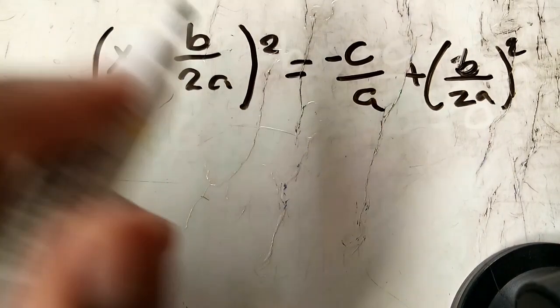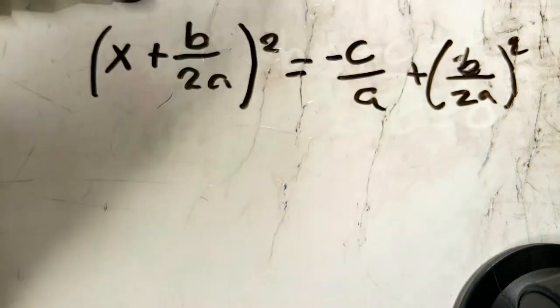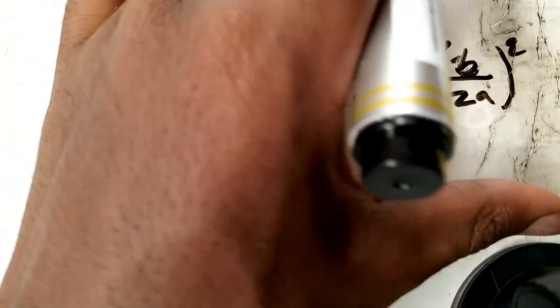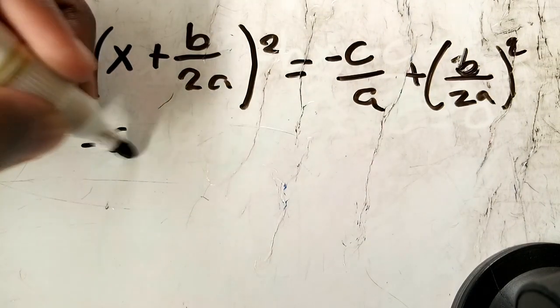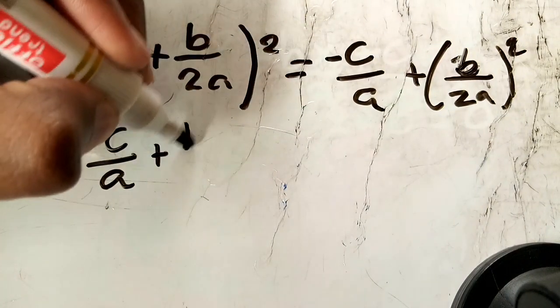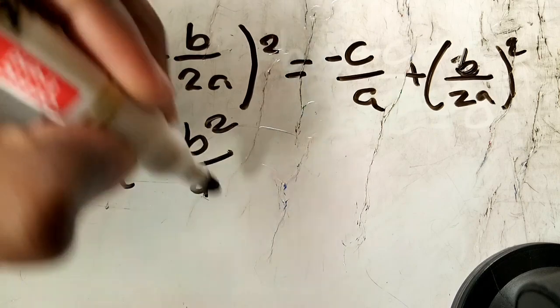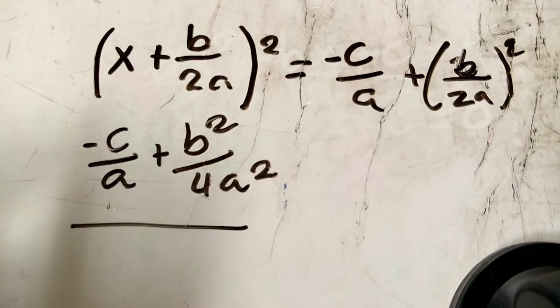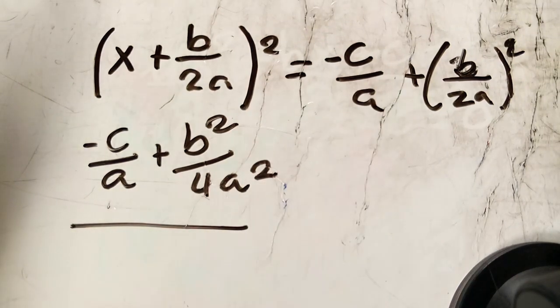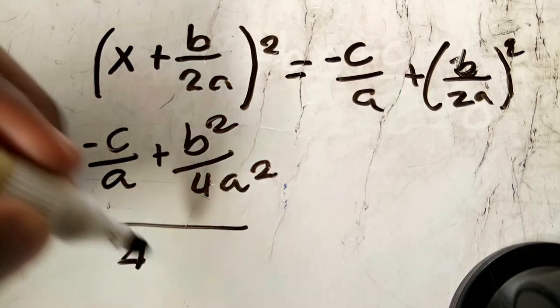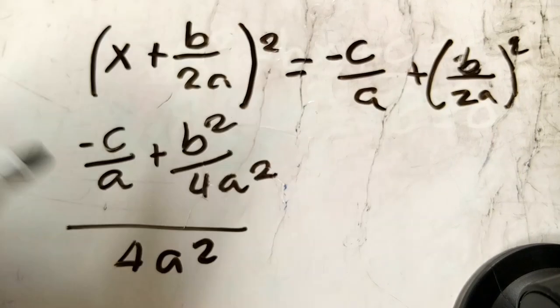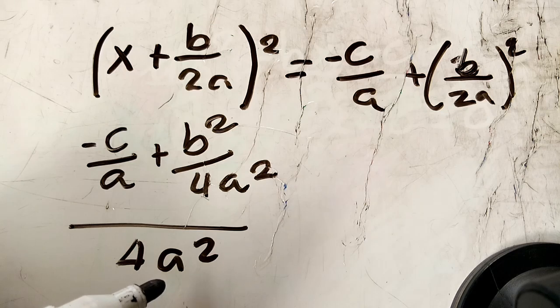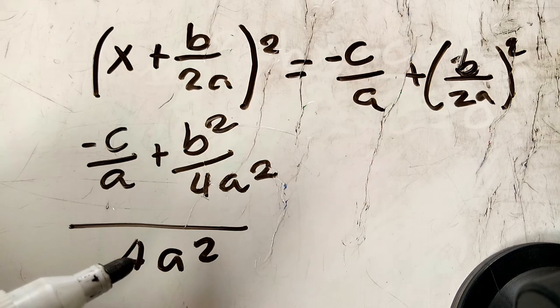So now we're going to expand this. We'll do this part later. Let's expand this: negative c over a, plus, expanding this, b squared over 4a squared. Then we can solve this with fractions. So here the common denominator is 4a squared. Then we're going to say a into 4a squared, which is simply 4a.